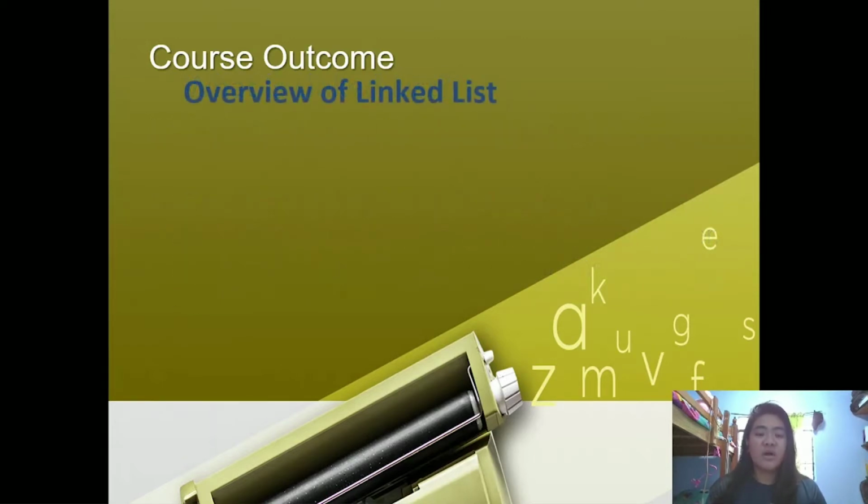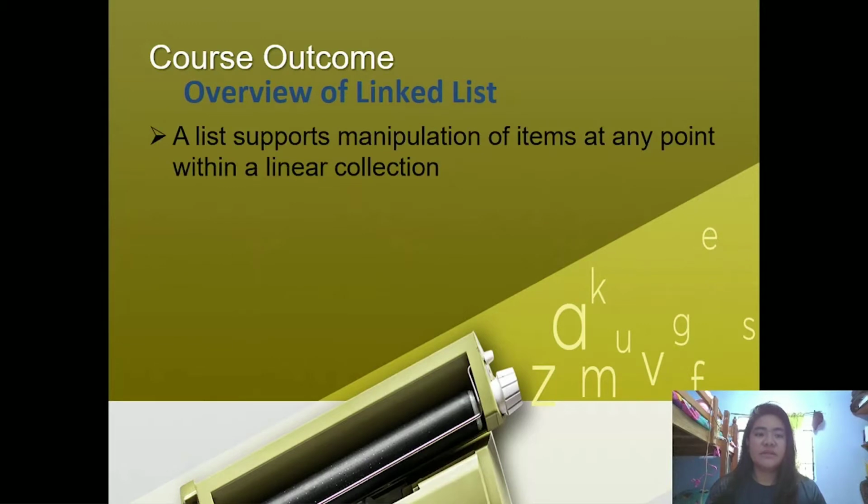So next, overview of linked list. A linked list supports manipulations of items at any point within a linear connection. Items in a list are not necessarily sorted. So here in the overview of linked list, we have some examples of lists. For example, the recipe, which is a list of instructions, and the document, which is a list of words.